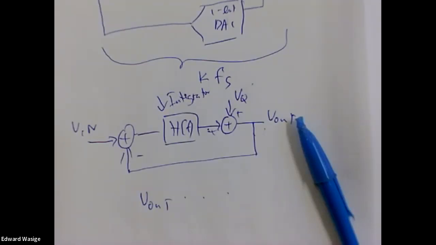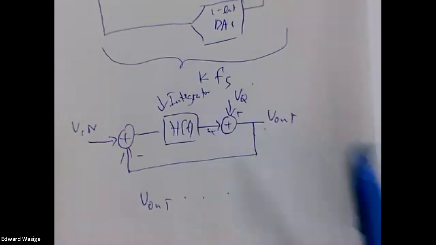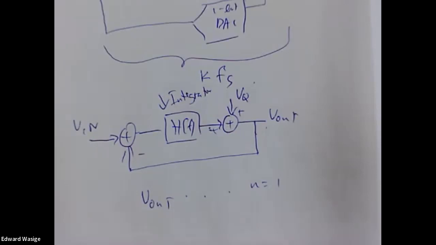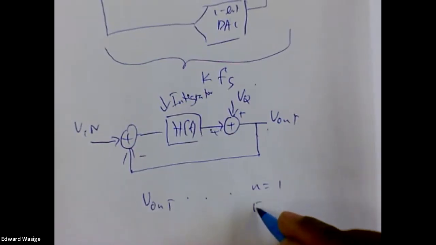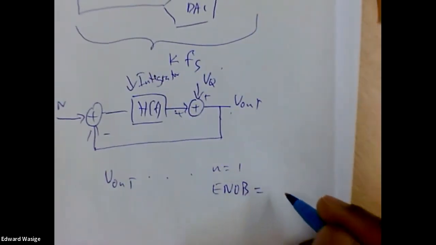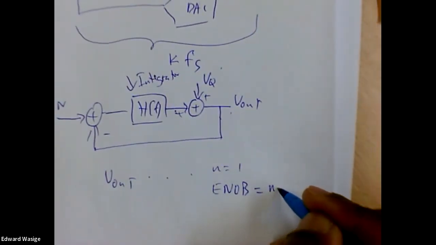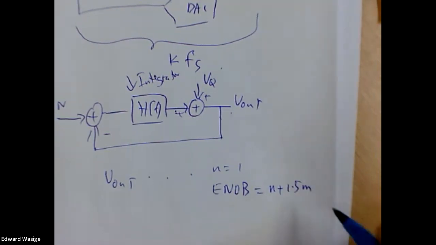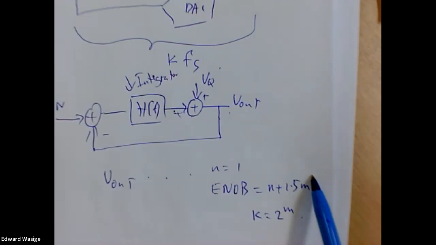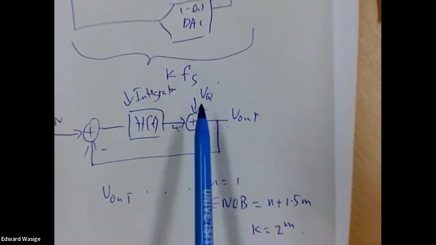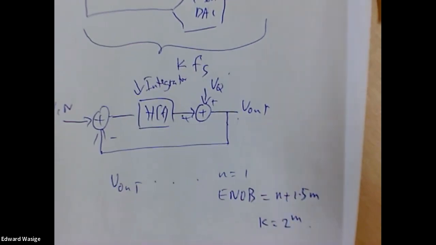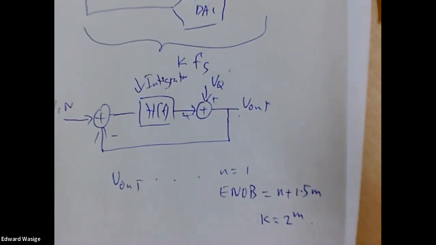If the output is just 0 or 1, the answer to your question, Mohammed, is that n is equal to 1. But the effective number of bits for this type of ADC will show that it is equal to n plus 1.5 m, where k is 2 to the power m. So if we oversample at a high enough rate, we generate the rest of the bits by oversampling.